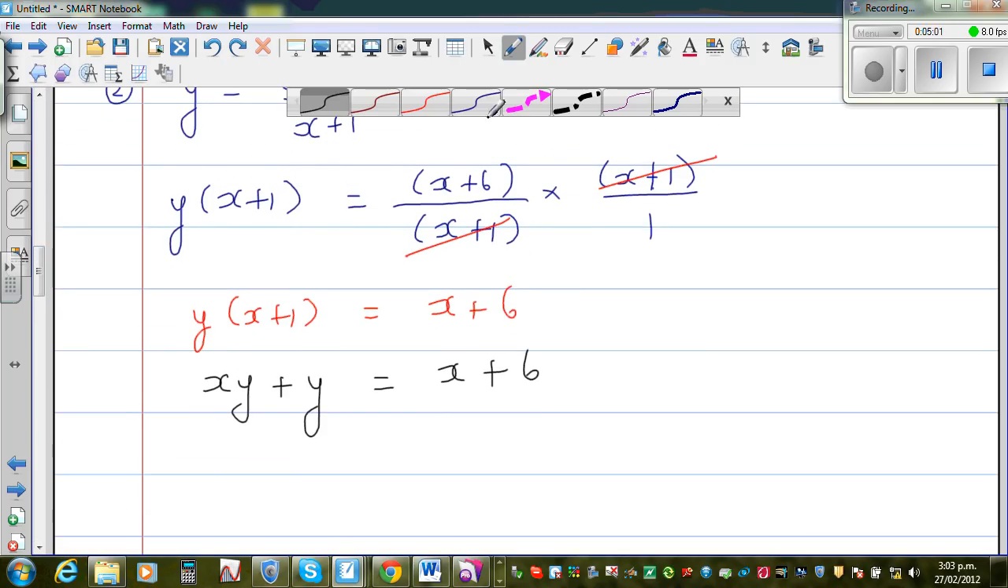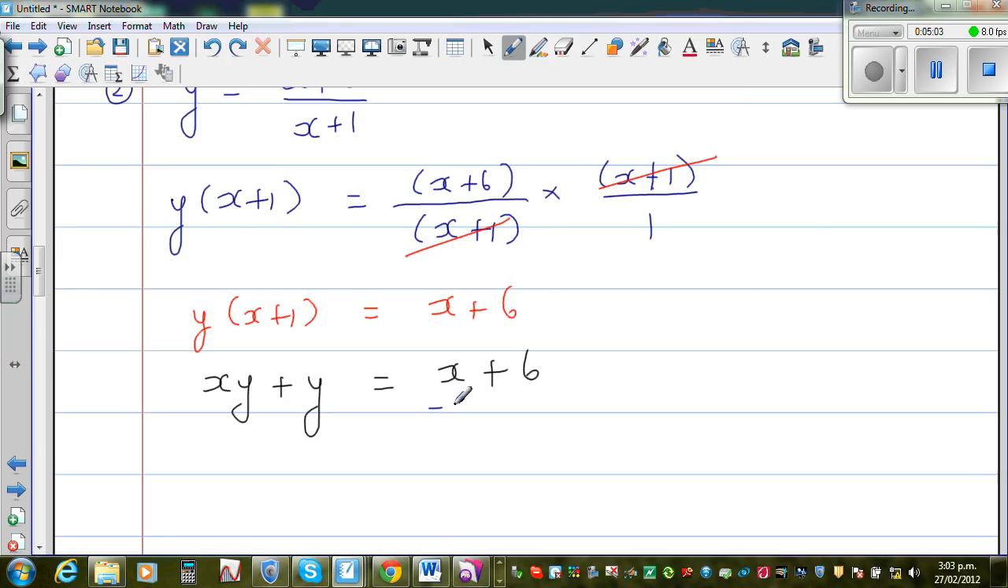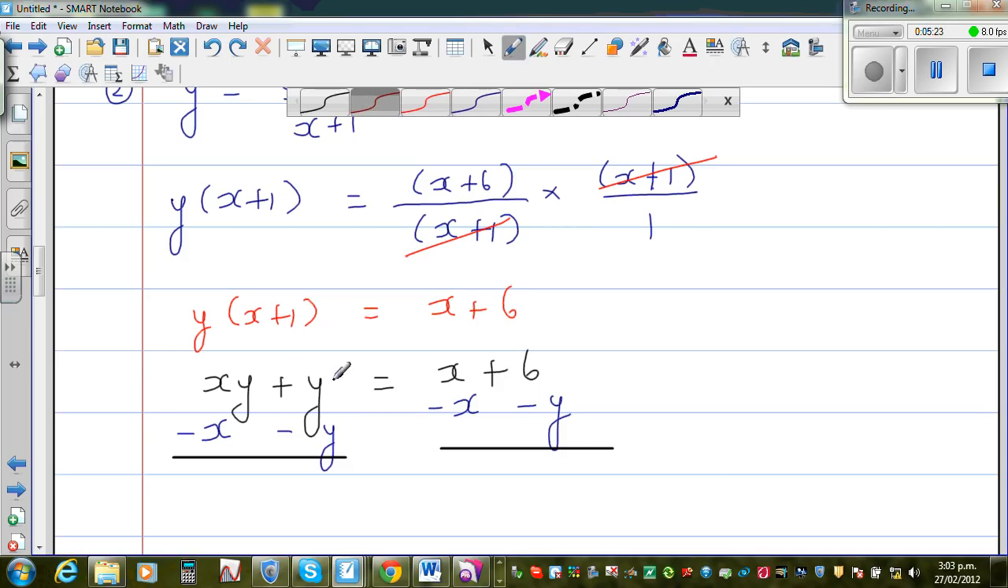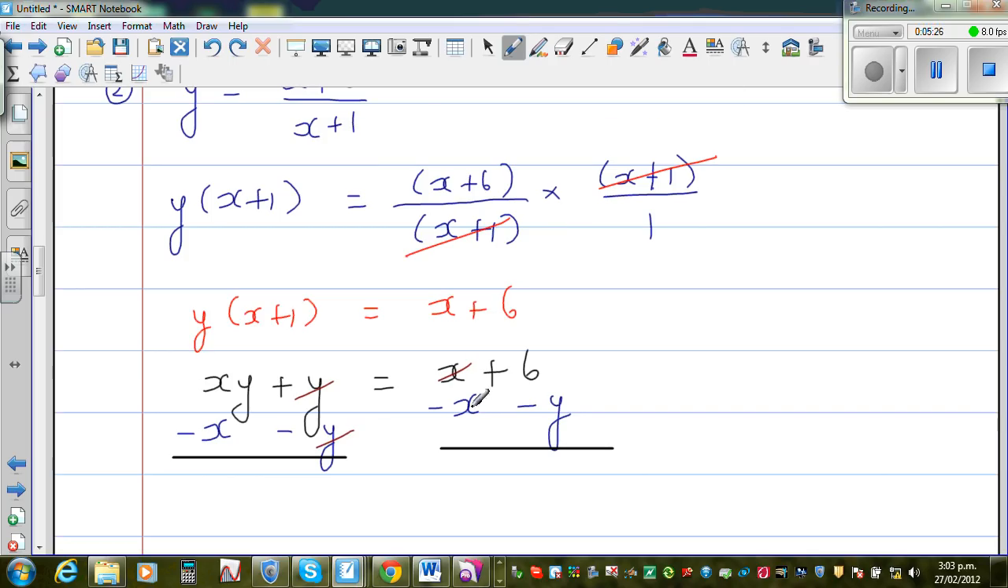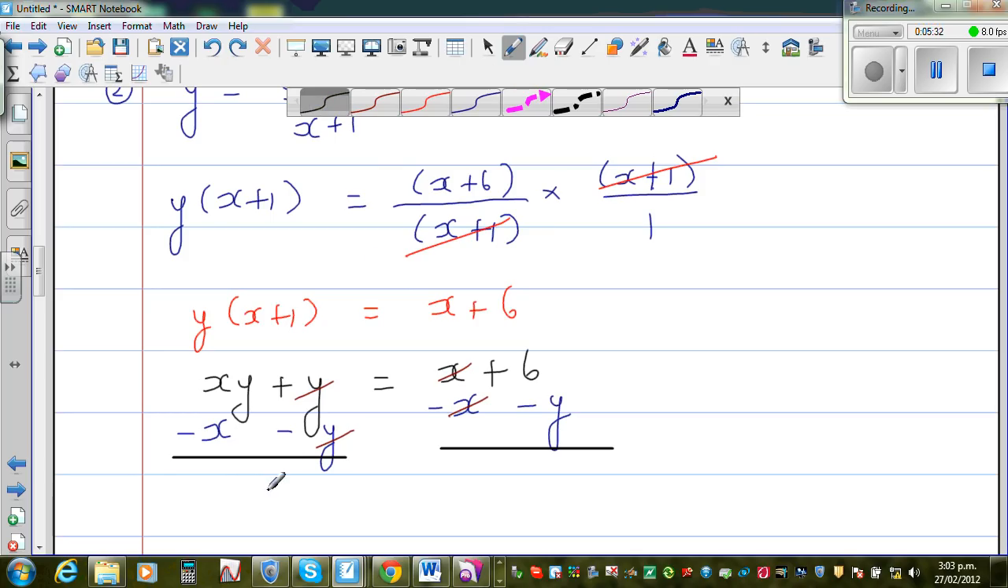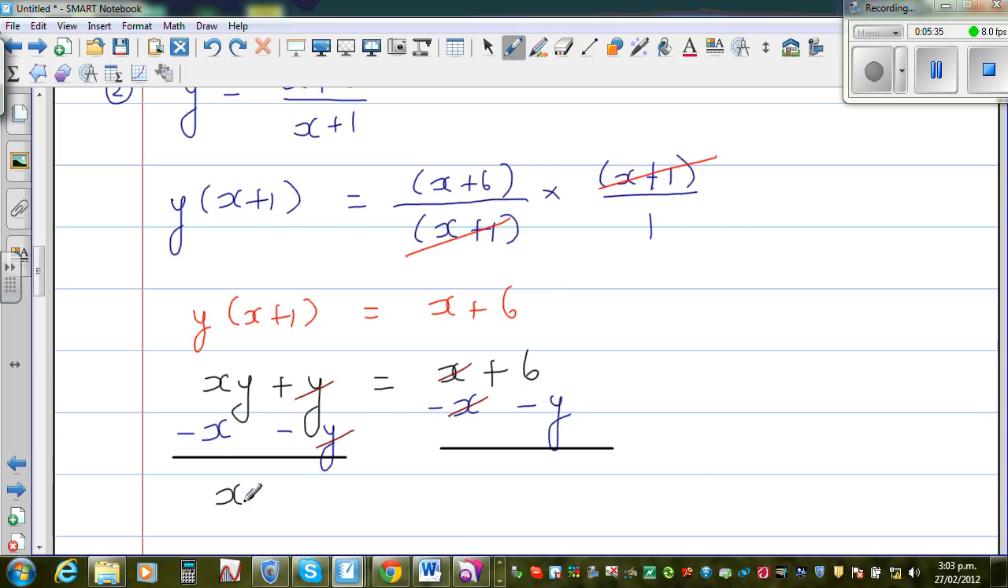So I'll do the next step like this. If I take away x from this side, this and this will get cancelled. I have to take away y from this side, because I want to get rid of this y from this side. So this has become two sides. So this is one side and this is the other side. So what happens now? This and this get cancelled. This and this get cancelled. So if you go through the steps, it's not difficult. But if you want to get to the answer in one step, you are not going to get it. So this is xy minus x is equal to 6 minus y.